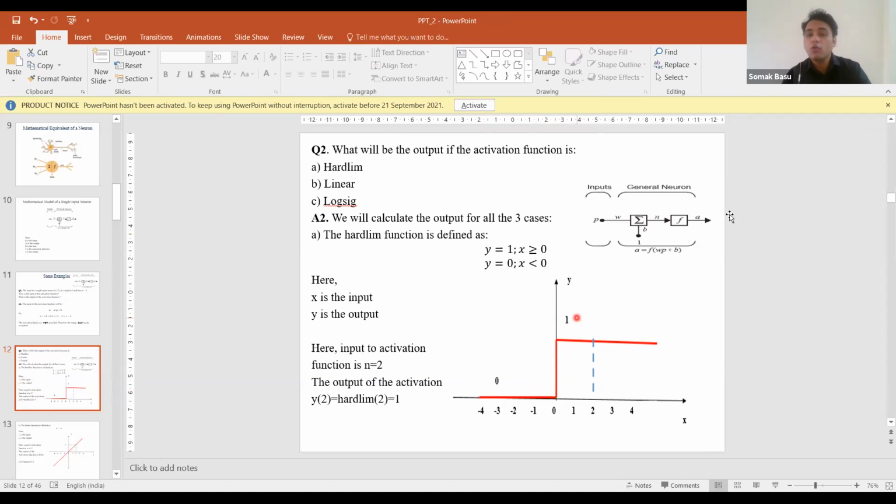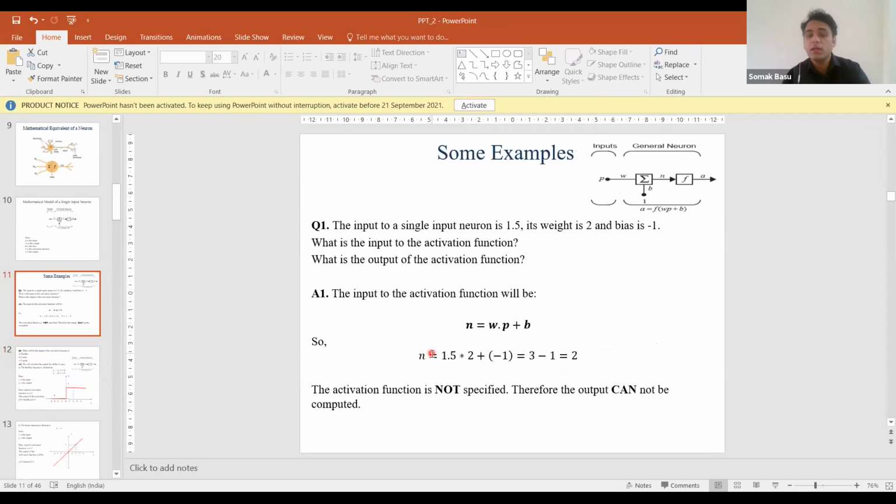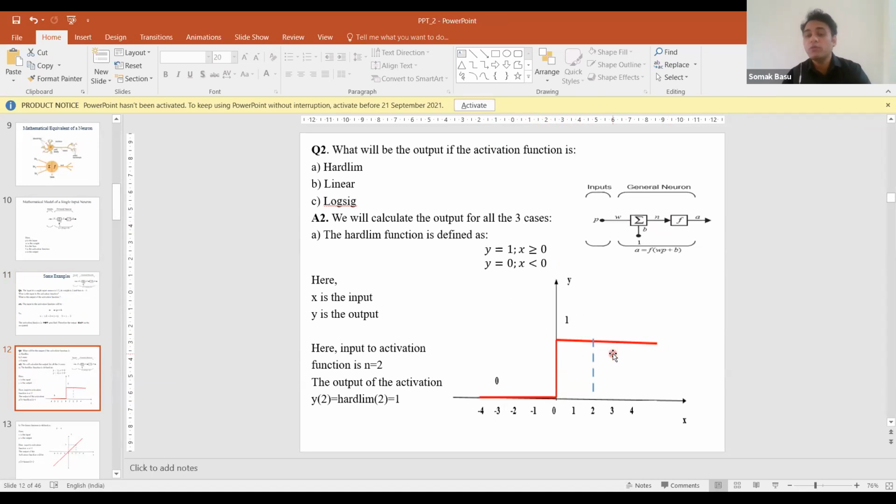Okay. So now, what is the input to the hard limiting function? We know the value of n. The value of n is 2. So let us see what will be the output of the hard limiting function if the input is 2. The value is 1. For all values 1, 2, 3, 4, 5, 6, what is the output? It is 1. What if the input had been minus 2? Then the output would have been 0.